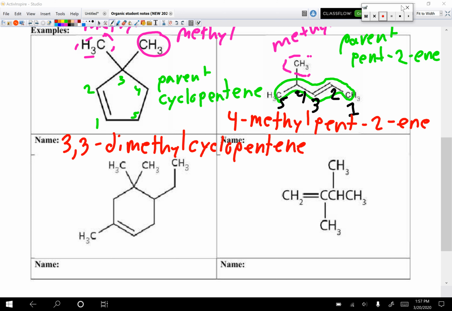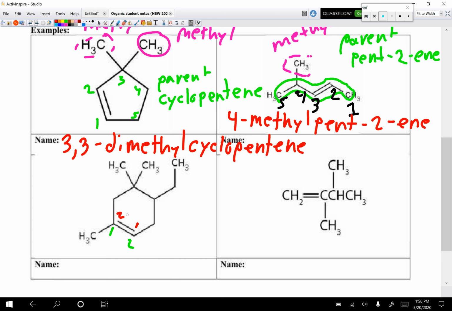All right, so our next one right here, if you pause it and try it on your own. Of course we need to find our longest continuous carbon chain. So we can tell that we have a cyclohexane here, or sorry, cyclohexene. Now just remember, carbon 1 and 2 is always going to be on our multiple bond. So it's going to go 1, 2, or we are going to go the red route. I'm going to put here and go 1 and 2.